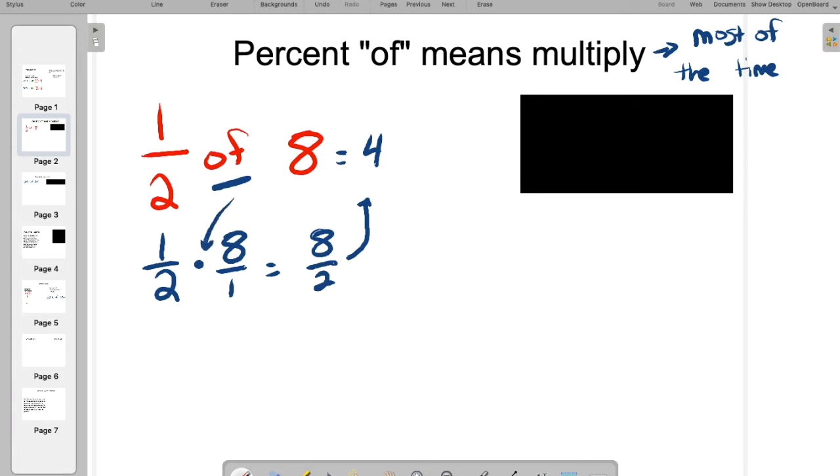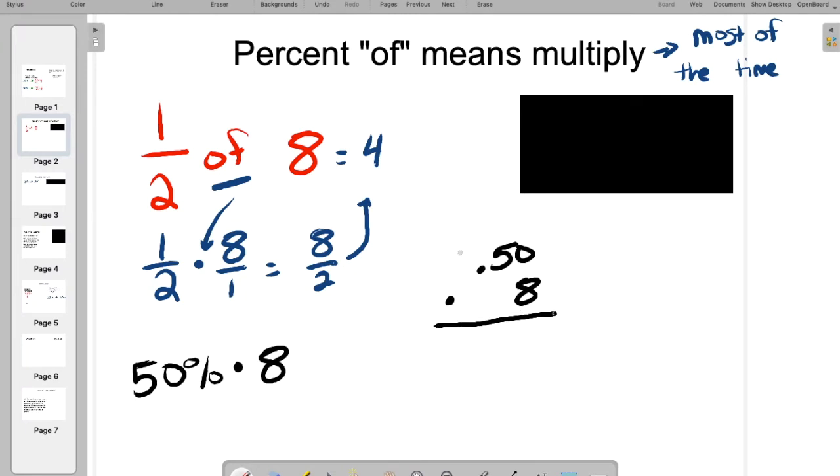Now, if we took this as a percentage, the percent that we'd be looking at here would be 50%, because 50% is the same thing as a half. And if I did 50% times 8, I should get the same answer of 4. Now, the way that we multiply percentages times whole numbers is we convert the percent to either a fraction, which we've already done, or a decimal. Okay, the percent 50% is converted to the decimal 50 hundredths, and we take that times the whole number 8.